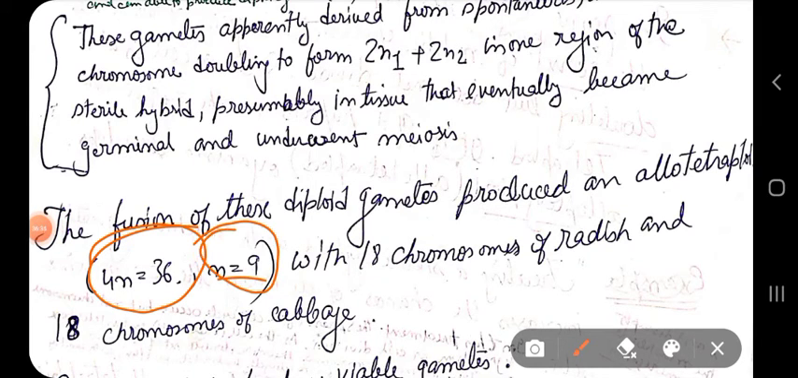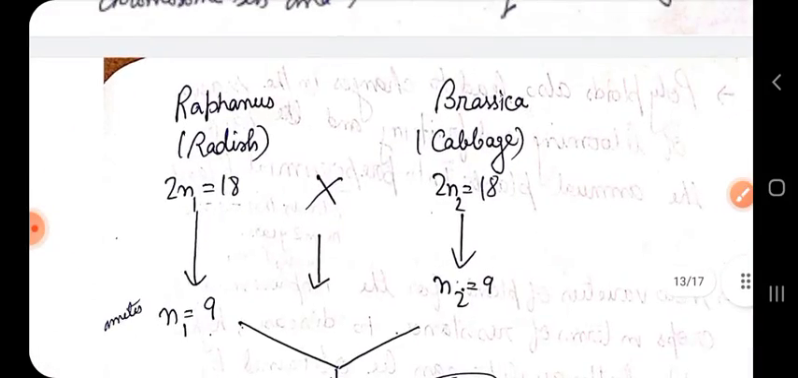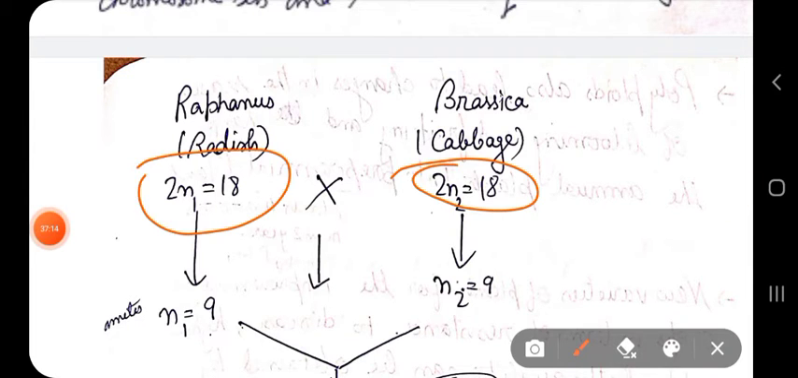In its diploid cell, the gamete will produce 9 chromosomes, with 18 chromosomes of radish and 18 chromosomes of cabbage. So in this way, your Raphanobrassica is prepared. Now this is the flow chart that has been shown here. Raphanus sativus, the radish, has 18 chromosomes, and Brassica oleracea, which is cabbage, also has 18 chromosomes.